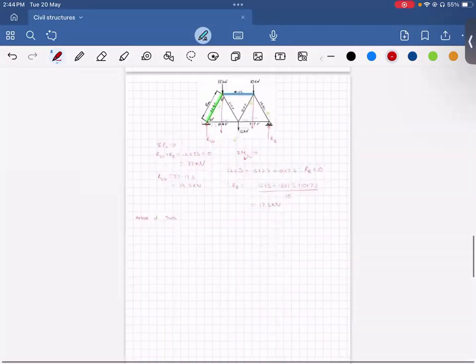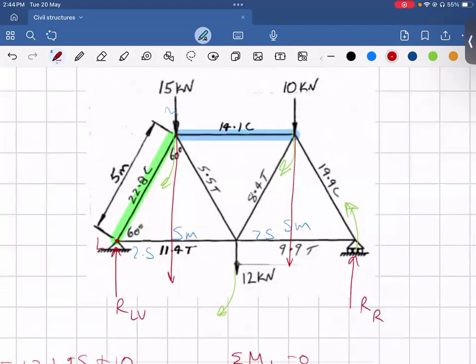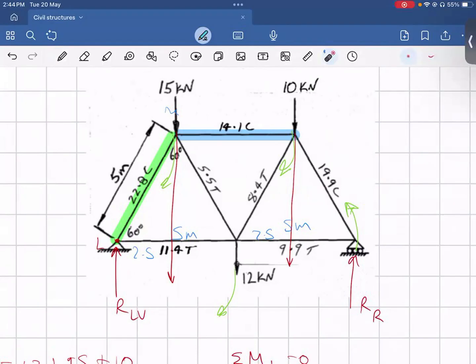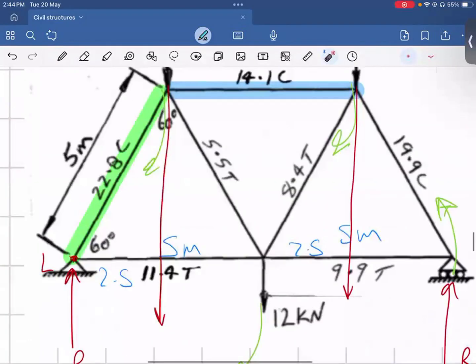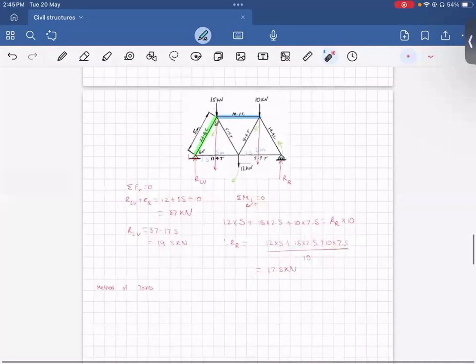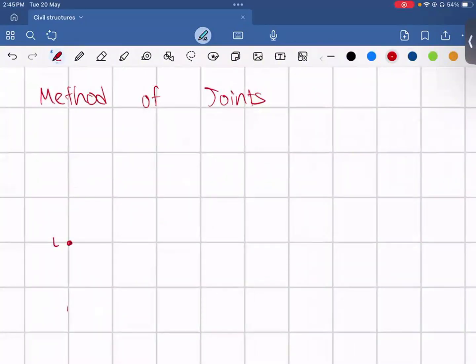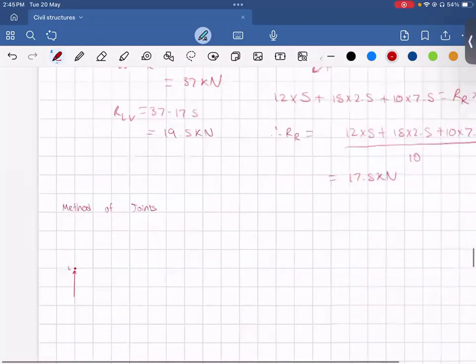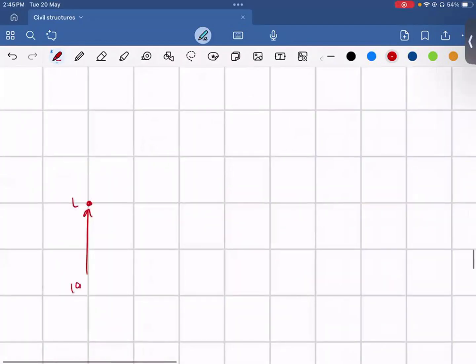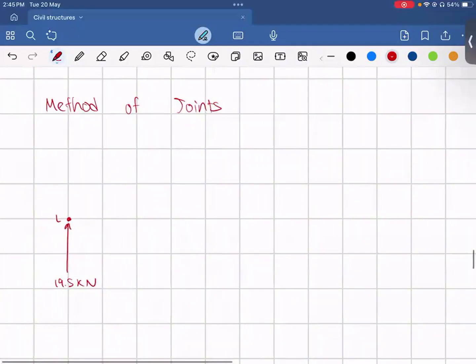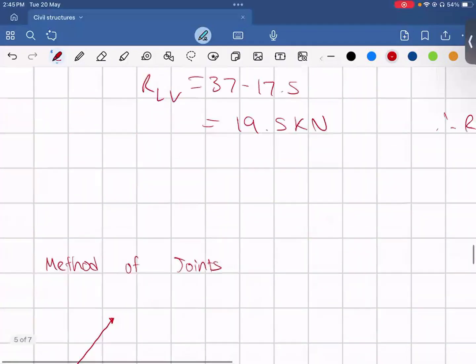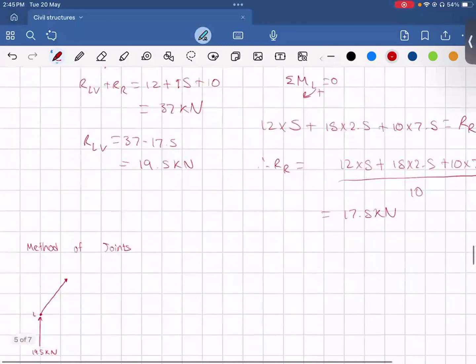Now, method of joints is all based on concurrent force diagrams or 3-point force diagrams. So looking at this point over here, how method of joints works is you go through each point, draw free body diagrams, and determine what the unknown forces are. So starting at this point L, we can draw that free body diagram as we have our point L over here. We have our reaction force going up, which we determined as 19.5 kilonewtons. We then have our unknown force acting at that angle, and we know that angle to be 60 degrees.